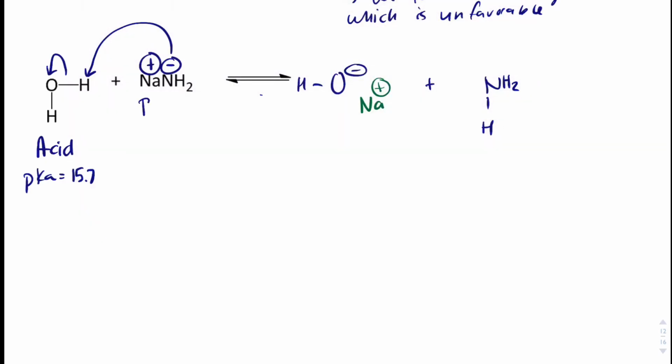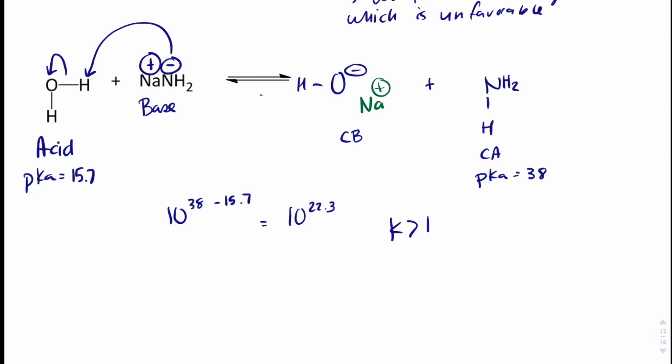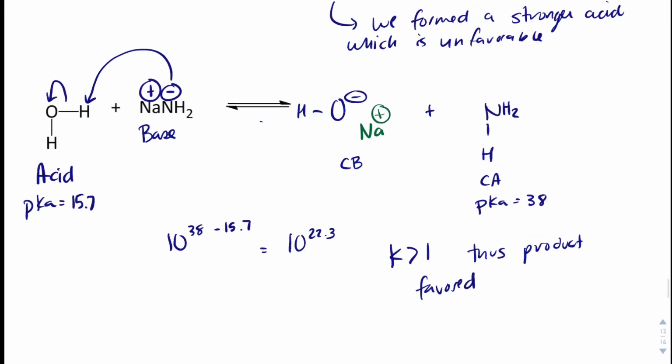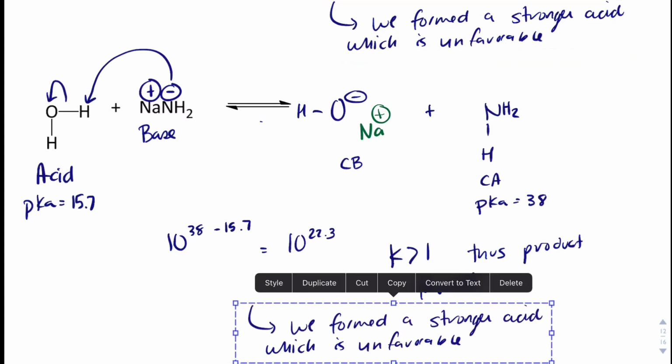This will be base. This will be conjugate base. This will be conjugate acid. This pKa is 38. 10 to the 38 minus 15.7 gives us 10 to the 22.3. K is greater than 1, thus product favored. You could also justify this by saying we form a weaker acid, which is favorable. So I'll copy and paste this, just alter this briefly.